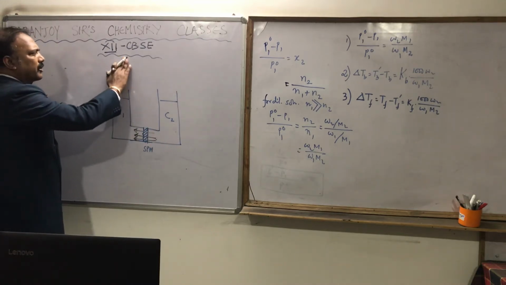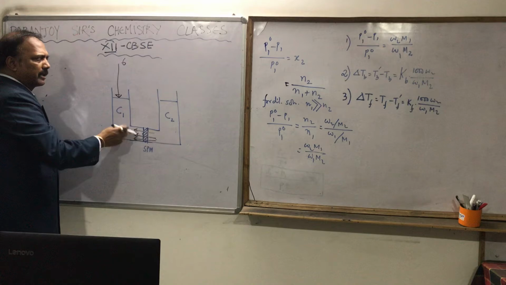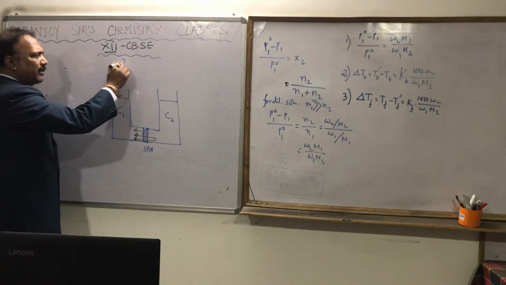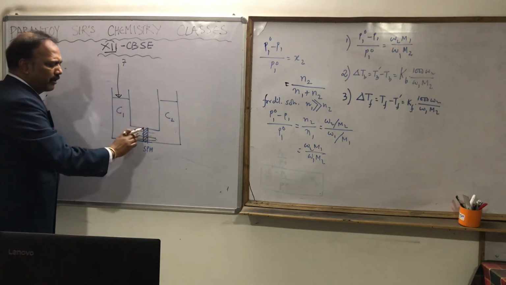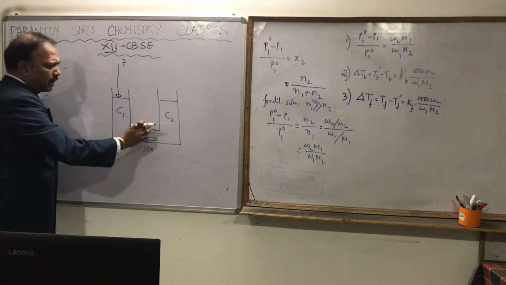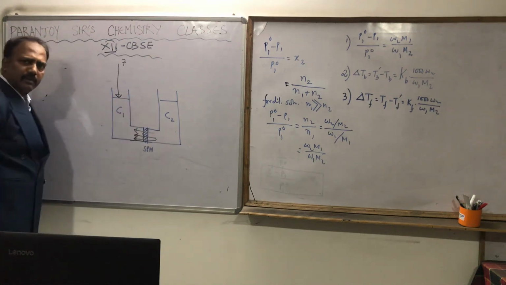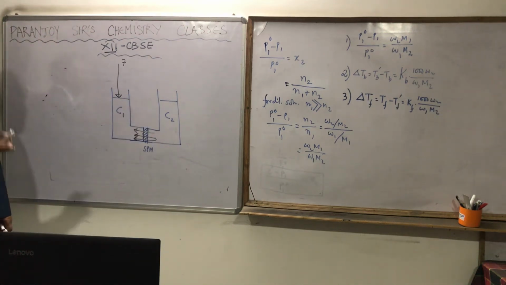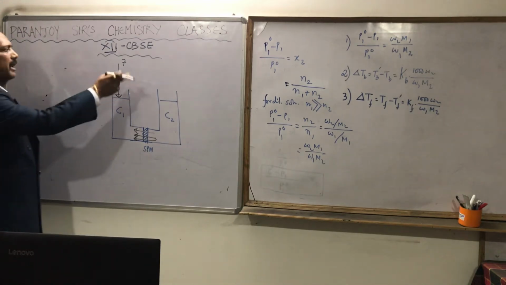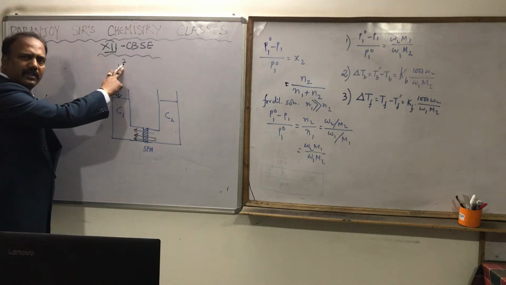I am increasing the pressure to 6. Still it is coming. I am increasing it to 7. As soon as I have increased it to 7, what I saw is that the water stopped flowing. Means we stopped the osmosis. How did we stop the osmosis? By some external pressure.